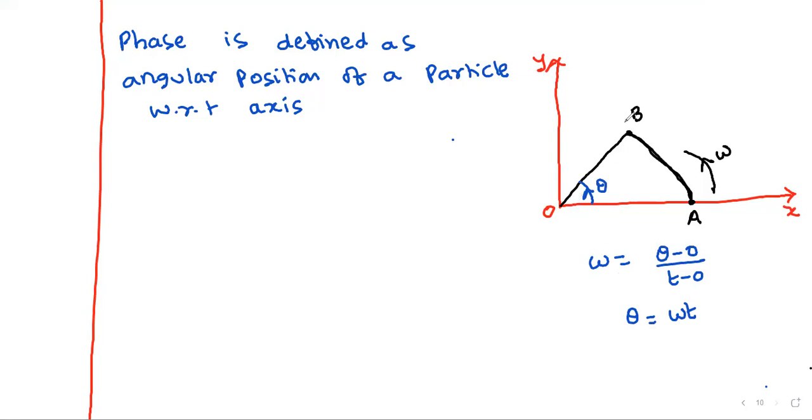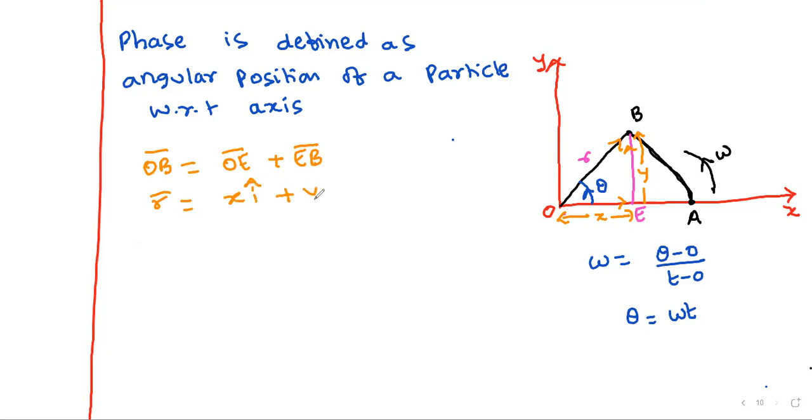Suppose I drop a perpendicular here, this is my displacement, and let us consider the point as E. So I can say OE is the horizontal component of R, and EB is my vertical component. In vectors, I can write OB bar equal to OE bar plus EB bar, that means R bar equals x i cap plus y j cap.